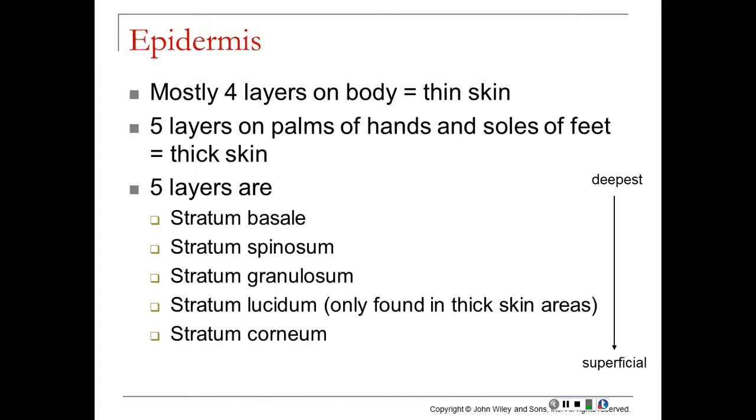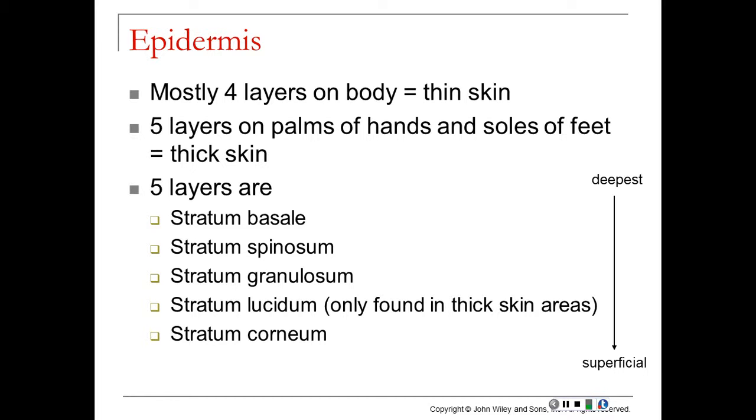So on most of our body, there are 4 layers of the epidermis. This is called thin skin. The skin on your arms, the skin on your legs, the skin on your face is all just 4 layers thick. It's called thin skin. Thick skin is on our hairless skin that's on the palms of our hands and soles of our feet. There's an extra layer on these parts of our body to give it a thicker, more hardened characteristic.